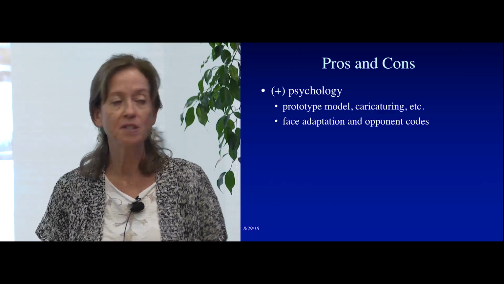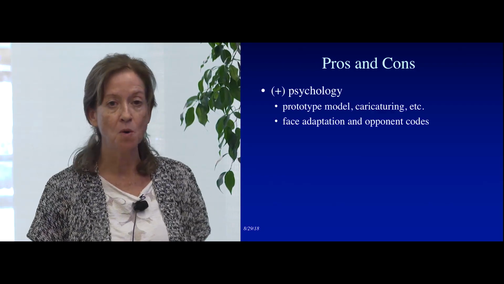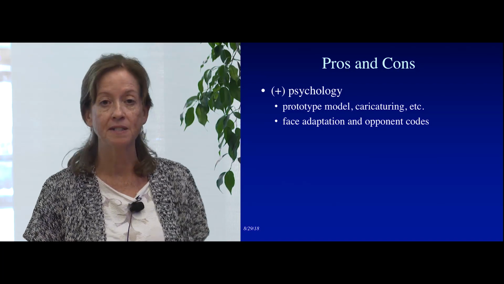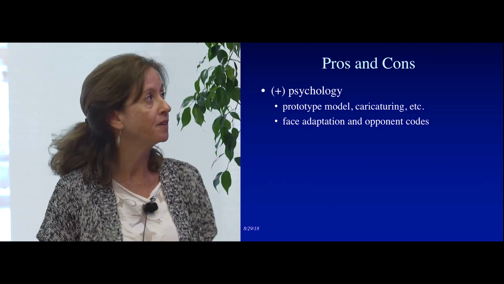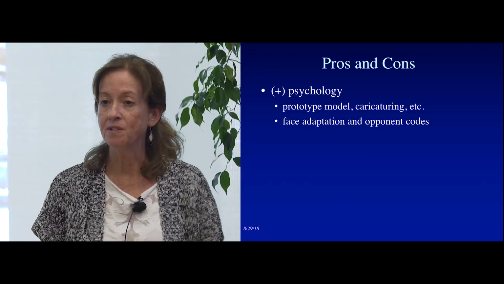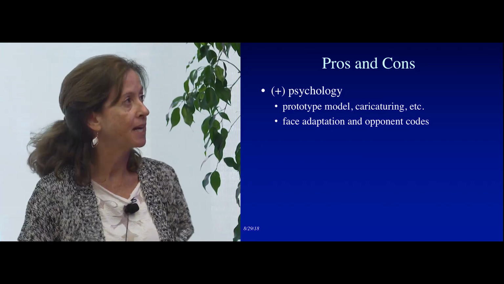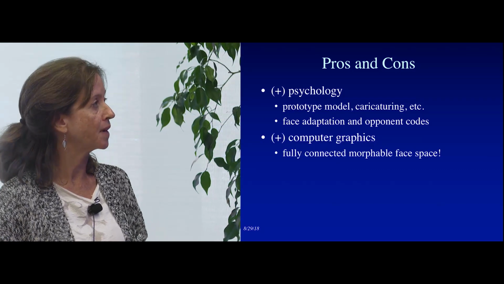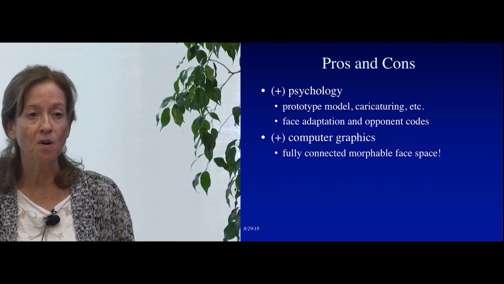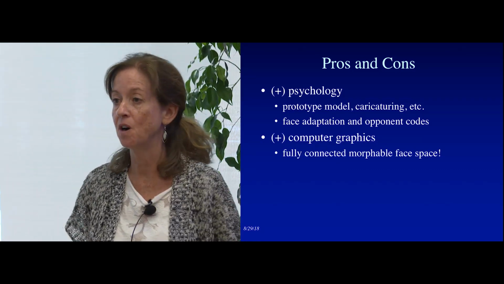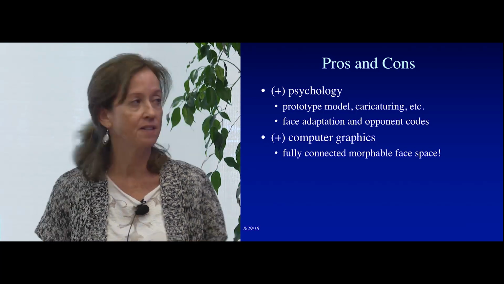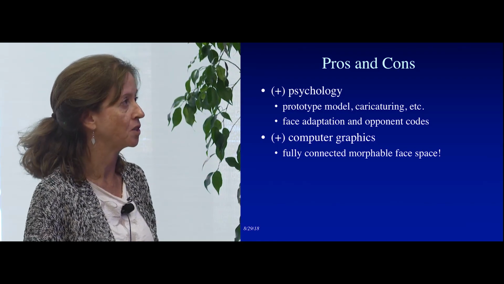So the pros of this model, many of us know pretty well. It's a prototype model. It does caricaturing with very little effort. It was really a nice support structure for investigating adaptation and opponent codes and all those great things. And in computer graphics, it was a huge success on creating avatars and things of that sort. So it has a lot of applications.